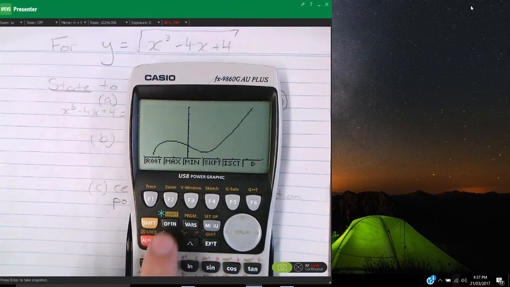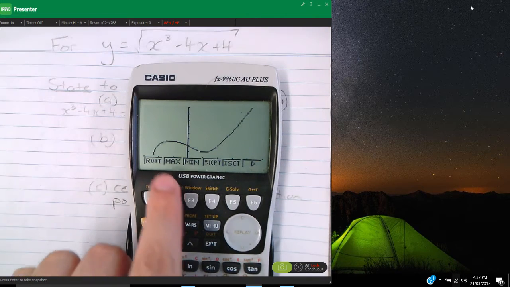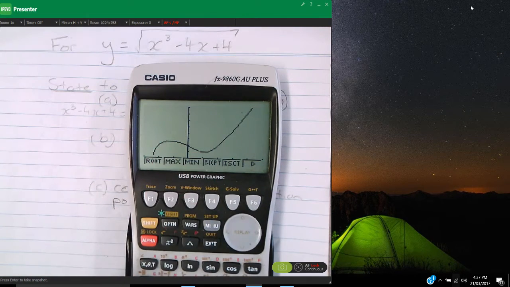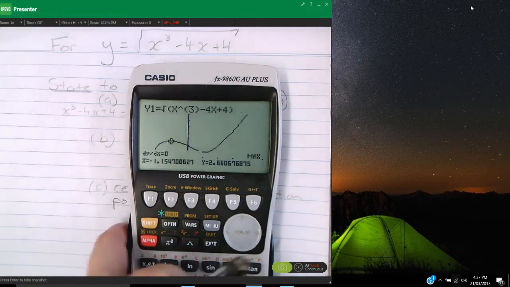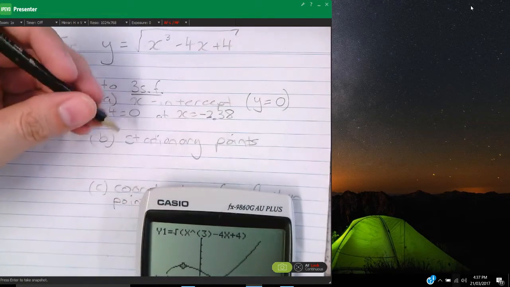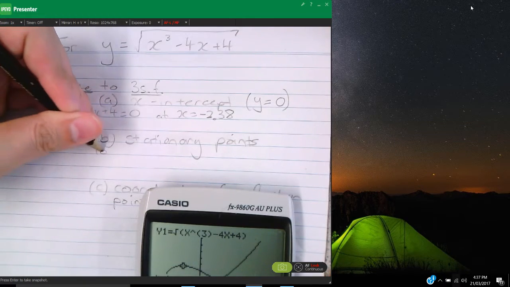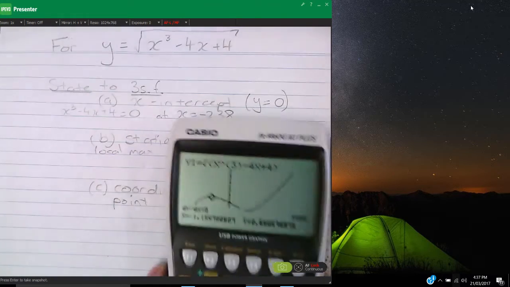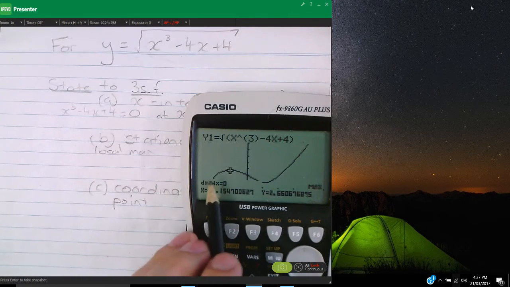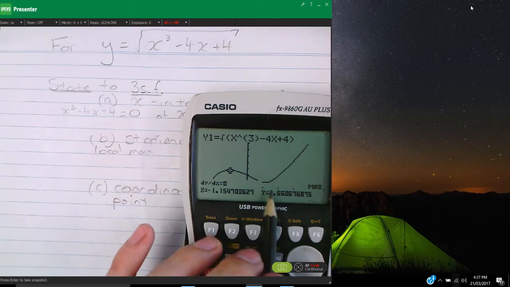Now, the calculator will solve for stationary points, max and min. It does not solve for stationary points of inflection, but we'll deal with how we can solve for inflections in the next part. But for now, you can solve for the local maximum by pressing gsolve, maximum. And we've got the coordinates for that. So the stationary point, the first one, the local max, occurs at minus 1.15 and 2.66.